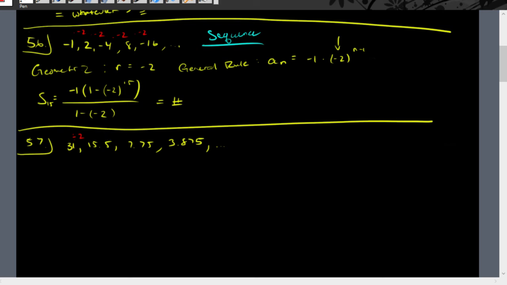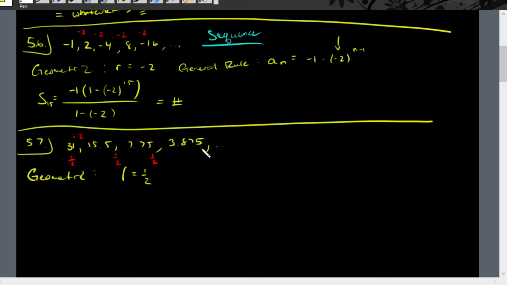So this is geometric. But it's not because we are dividing by 2 each time. It is because you are multiplying by a half. You are halving it every time. That makes the common ratio a half.